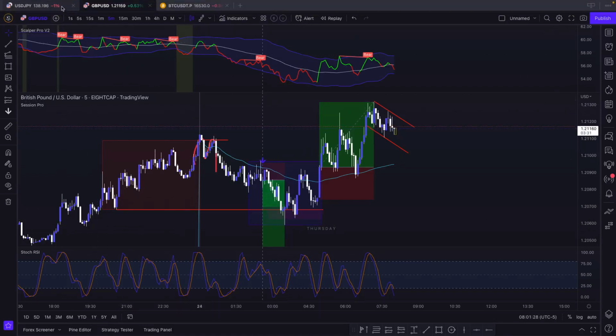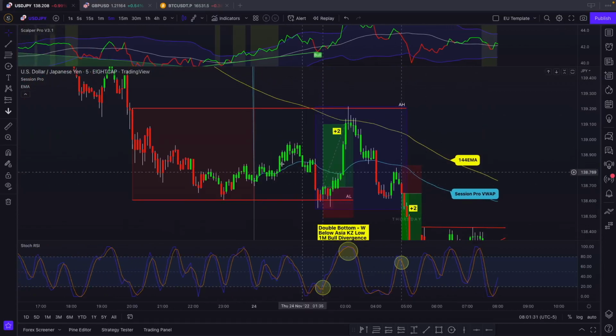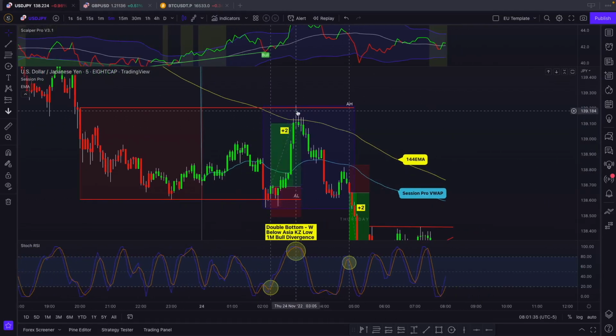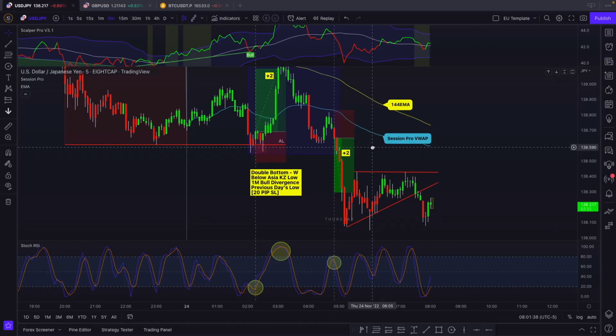And if we go back to USD JPY, we saw the same thing. We had our Asian kill zone high and low. We took out the low, we took out the high, and we reversed. Very simple setup, very simple concepts.